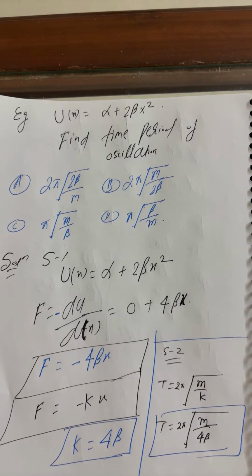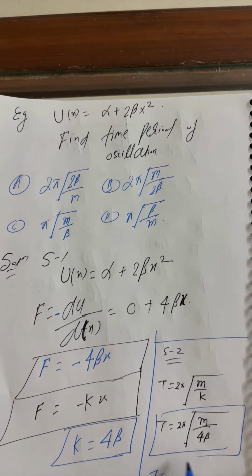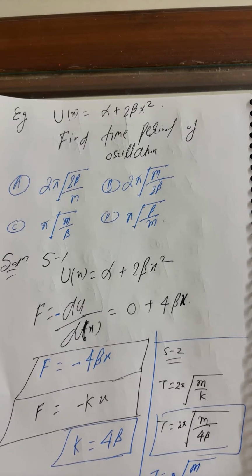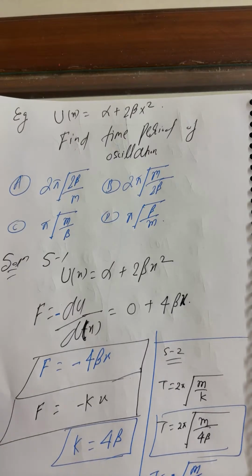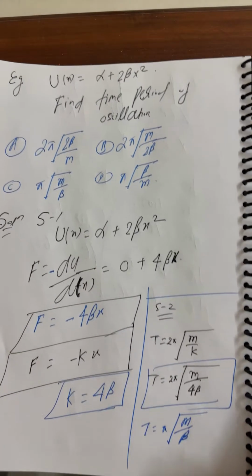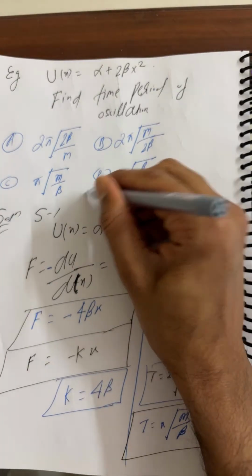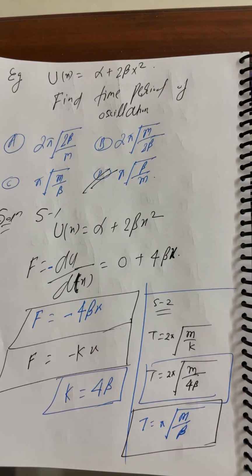Okay, option C. You can say this is 4 beta, you can take the 4 out of the root, then to finish you can say pi upon root of m upon beta. Perfect. Any option here? T is equal to pi root of m by beta. Yes, this is the answer.